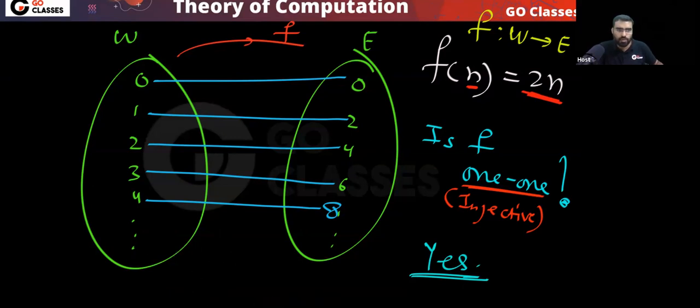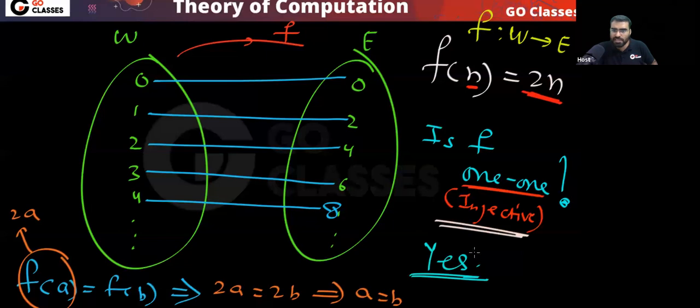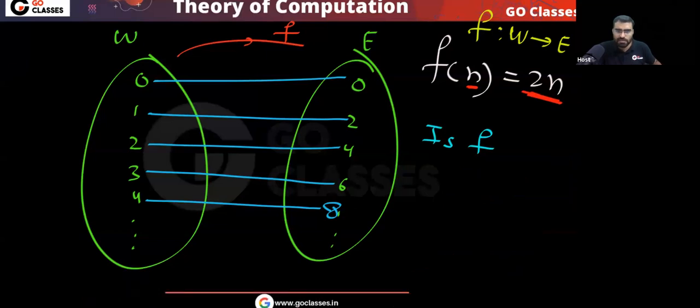Why is this injective? Tell me, a simple question: if F(A) equals F(B), what will that mean? What is F(A)? That is 2A. What is F(B)? That is 2B. So you can notice 2A equals 2B, which implies A equals B. This is the definition of an injective function. So notice, this function is injective.